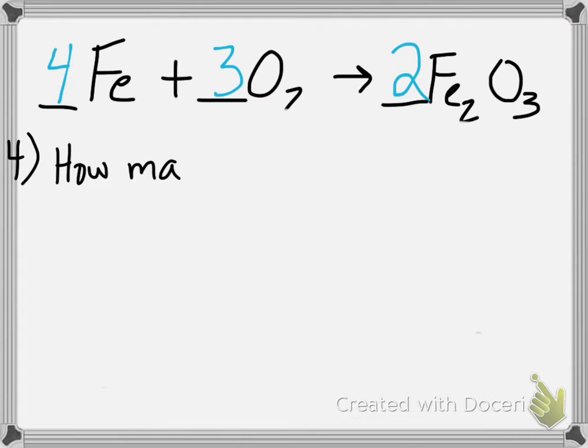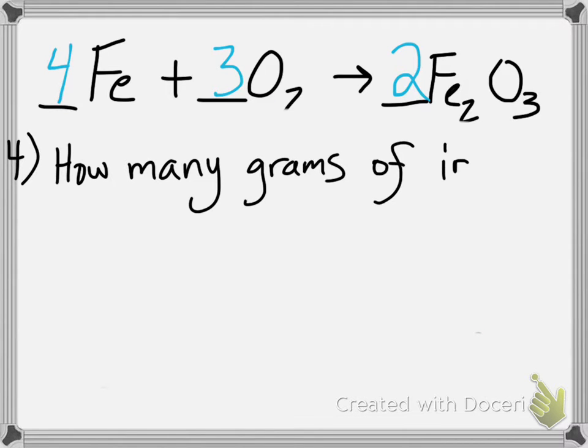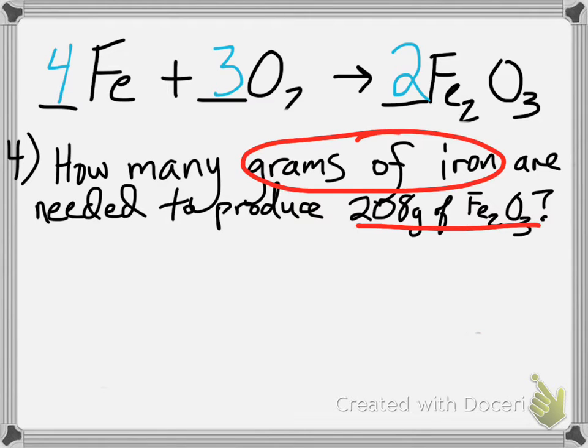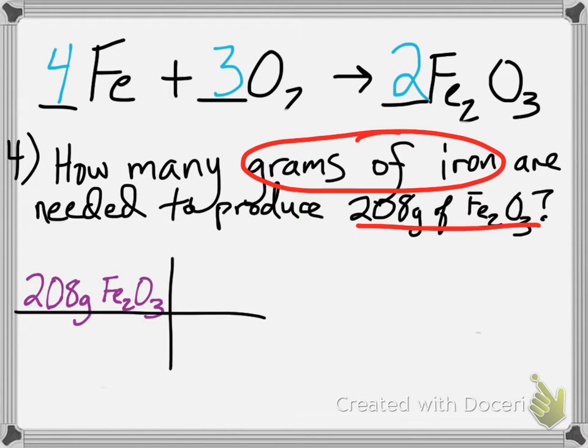All right, next question. This lines up with question number 4. How many grams of iron are needed to produce 208 grams of rust? So I mark my text. I underline what's given, circle where I need to go. Whatever I underline, that's what starts every time. So 208 grams of rust, Fe2O3.